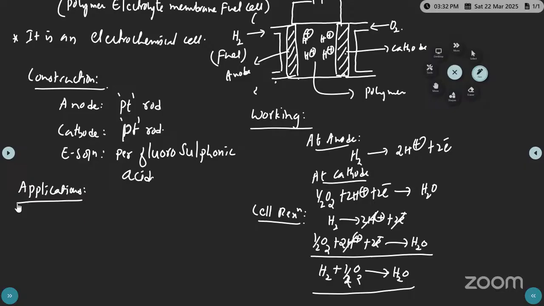So where do we use these proton electrolyte, polymer electrolyte membrane fuel cells? They are used in buses and cars. బస్సులో కూడా వీటిని యూజ్ చేస్తారు, ప్రోటాన్ ఎలక్ట్రోలైట్ మెంబ్రేన్ ఫ్యూయల్ సెల్.